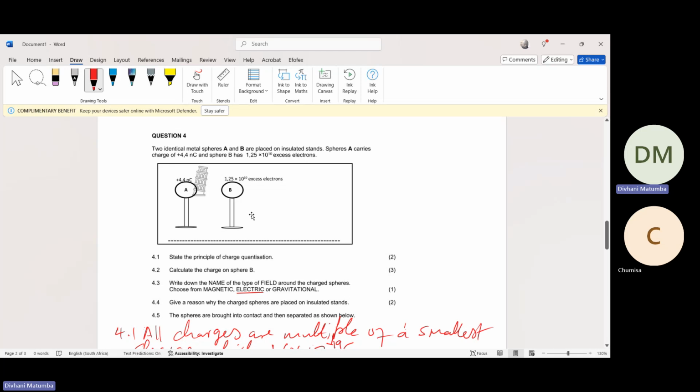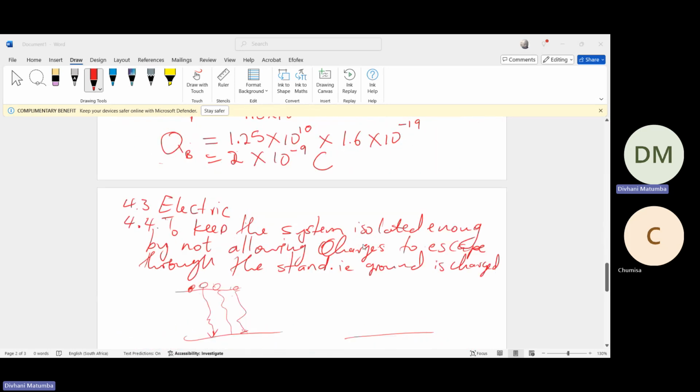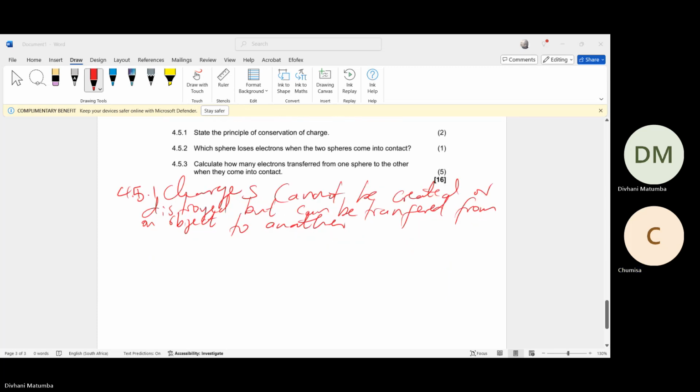So if there's a lot of electrons, they will flow from a position where there's a lot to a position where there's less. It's called potential difference. Do you agree? Yes, sir. Electrons will move from B to A because B has an excess amount of electrons.